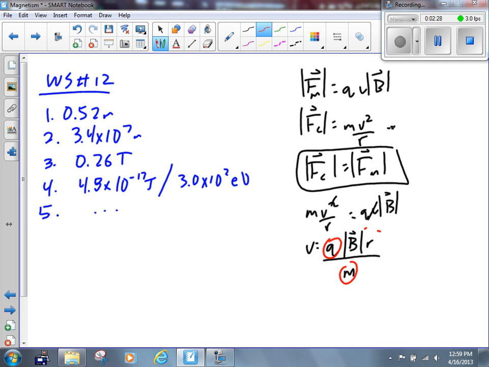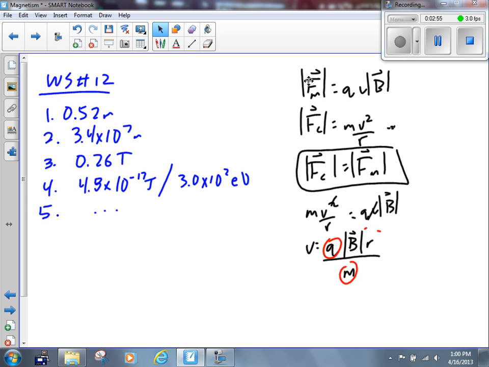Is that a reasonable number for a speed? If you got much more than that, you know you'd be wrong, right? If you got 3.4 times 10 to the 8, you're wrong. How do you know that for sure? Right, nothing's going to go faster than the speed of light. So even if the speed of light is 3 times 10 to the 8, 3.4 times 10 to the 8 is too big.